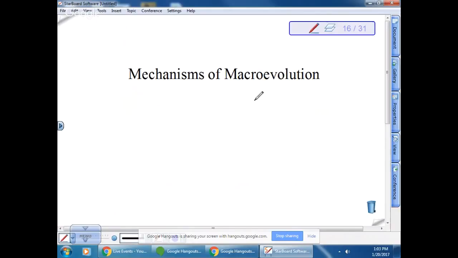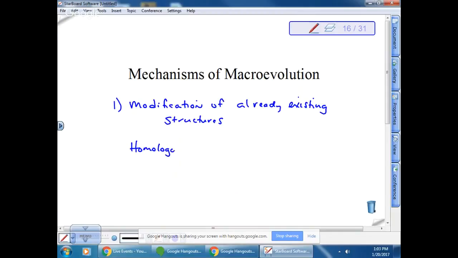Okay, so the first mechanism is the modification of already existing structures. And so we have a term for this, which is called homologous. Homologous, in terms of macroevolution, means that homologous structures are structures with a common evolutionary origin.